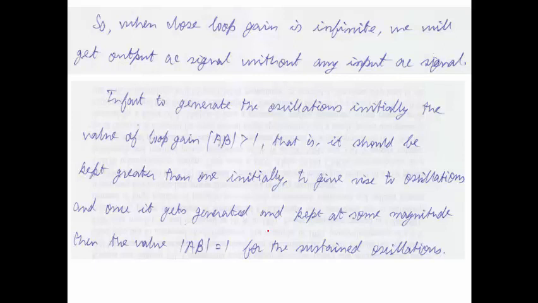and until we get the required desired amplitude, we apply the condition of A beta greater than 1, and then once we attain that particular amplitude, we keep A beta equal to 1. Therefore the condition stands to be mod A beta greater than or equal to 1. So initially greater than 1, and once we attain that particular amplitude for oscillations, we keep it at 1. It should be kept greater than 1 initially to give rise to oscillations, and once they are generated, it should be kept at the same magnitude, that is A beta equal to 1, for maintaining the sustained oscillations.